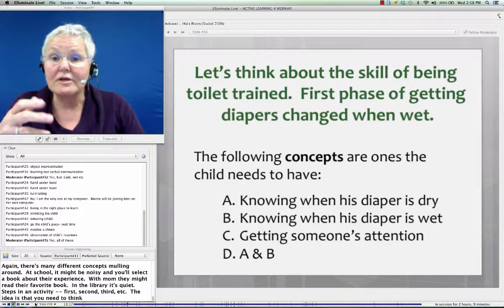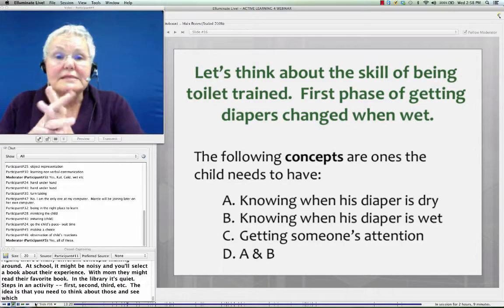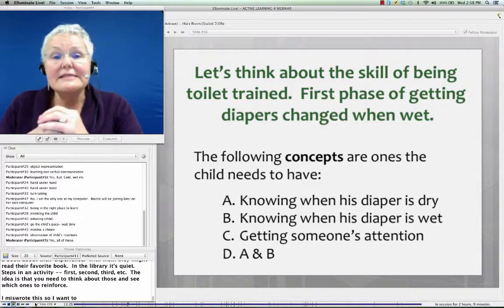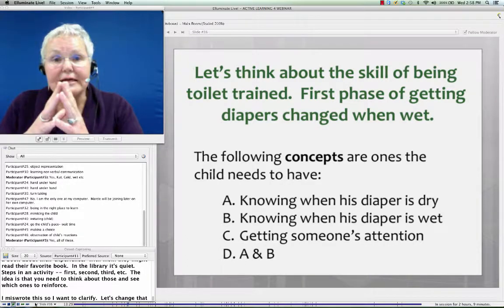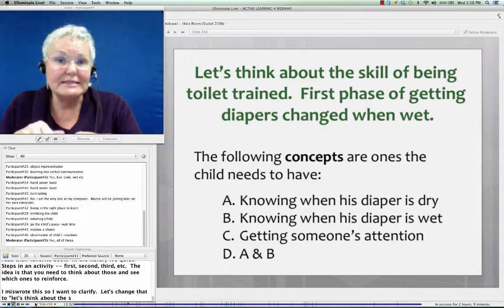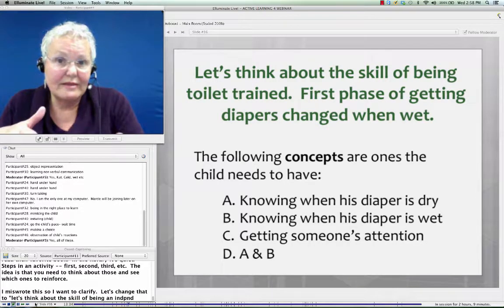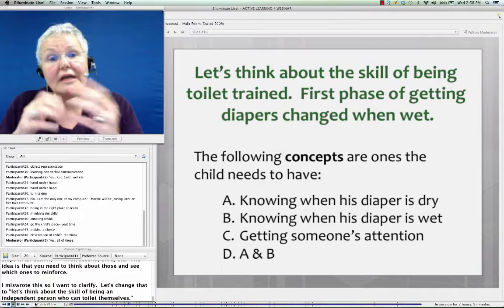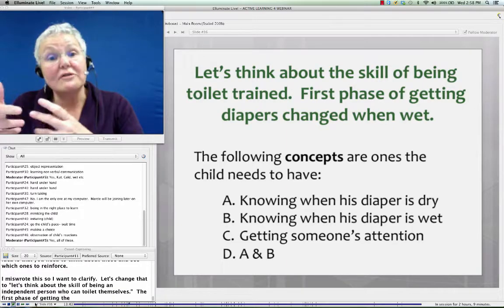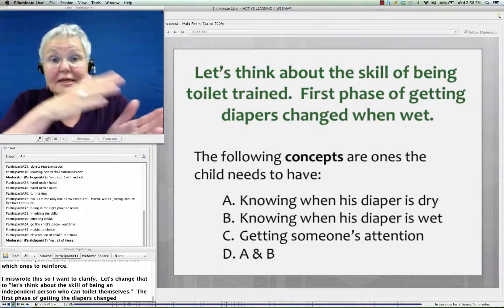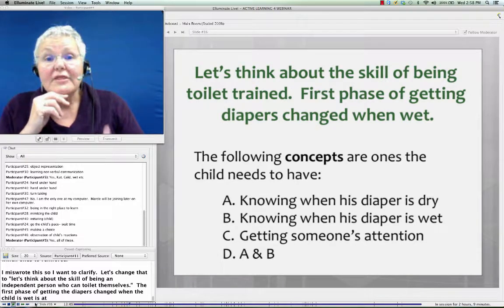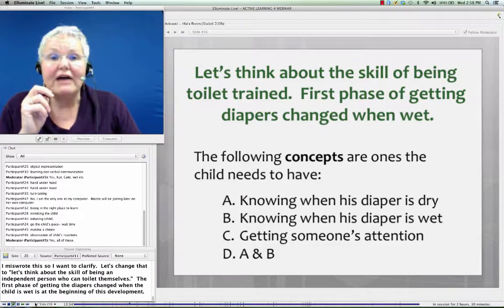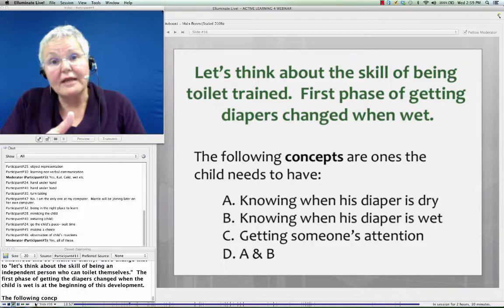So I miswrote this, and so I want to clarify. I said, let's think about the skill of being toilet trained. Let's change that to, let's think about the skill of being an independent person who can toilet themselves. But the first phase of getting the diapers changed when the child's wet is at the beginning of being independent. So the following concepts are ones the child needs to have in that very beginning part, in order to move on.